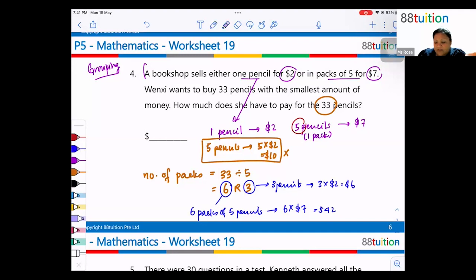So all I need to do is take the sum of 6 and 42. Okay, so total paid will be $42 plus $6 to give me $48.